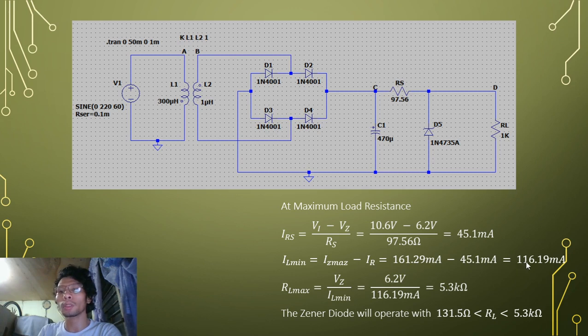is 116.19 milliamperes. And to find the RL max, or the maximum load resistance, the equation is RL max is equal to the Zener voltage over the minimum load current, and that is 6.2 volts over 116.19 milliamps, and the result is 5.3 kilo ohms. And the Zener diode will operate within this range, or within 131.5 ohms to 5.3 kilo ohms.